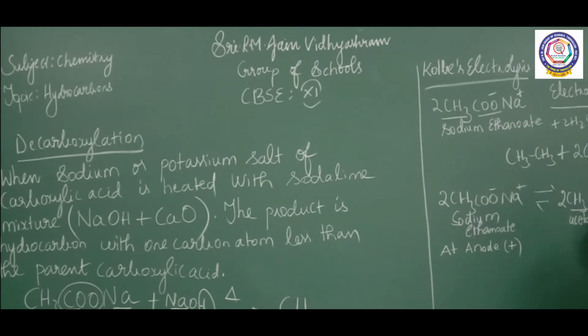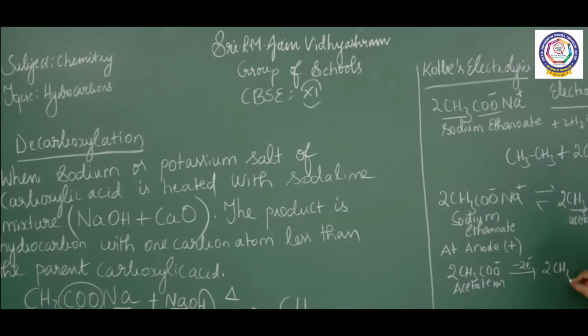What is the negatively charged particle here? 2CH3COO minus. So what is happening here? This 2CH3COO minus is the acetate ion. So this acetate ion loses 2 electrons. So what you will be getting?